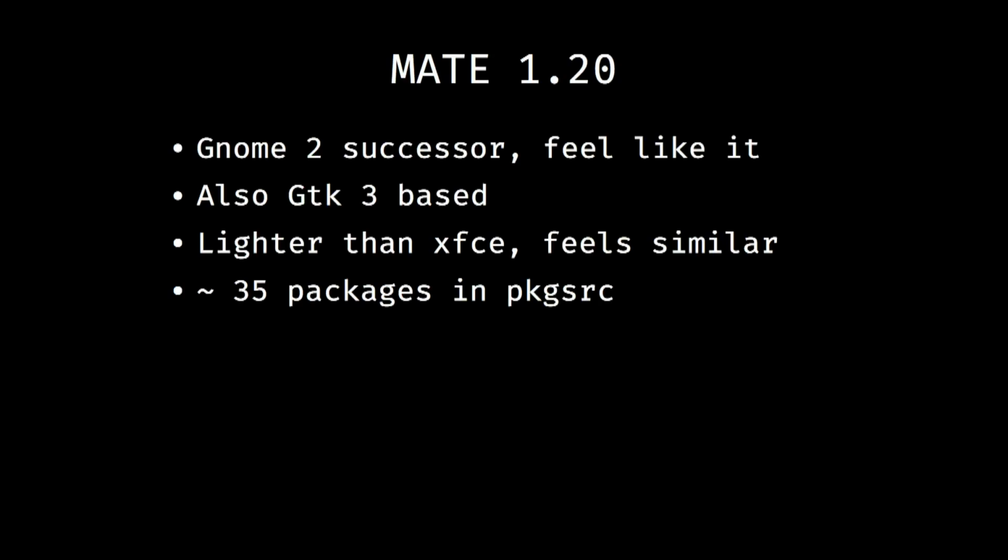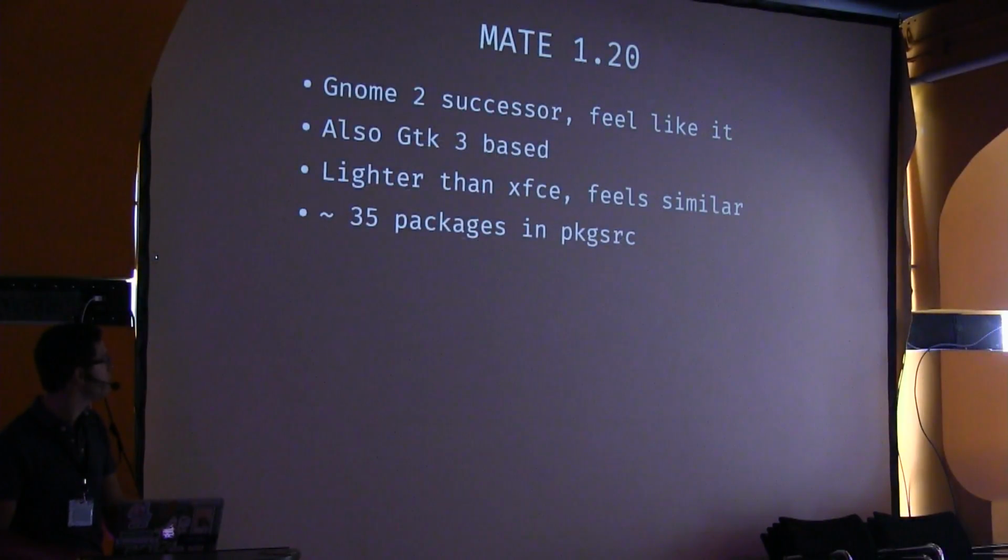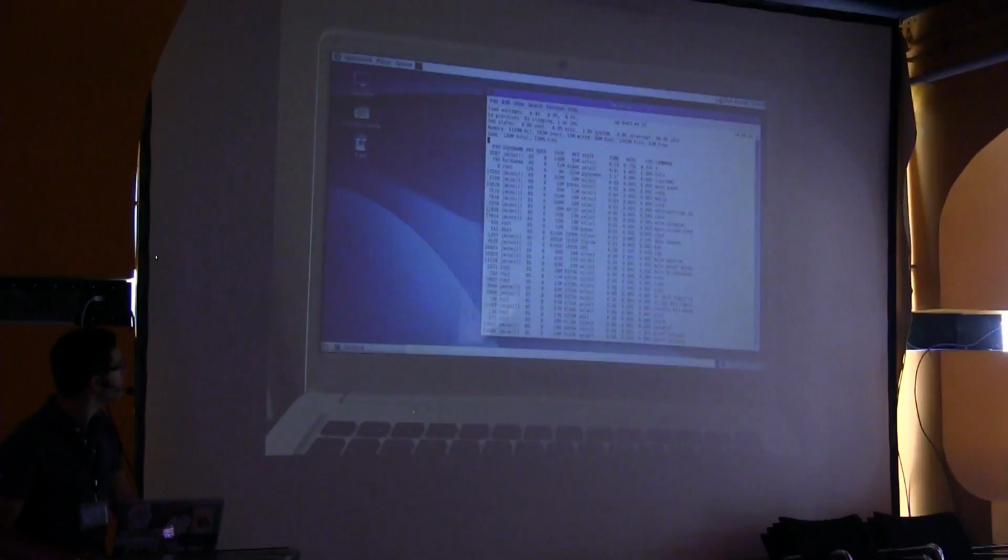Mate 1.20, that's a more recent package in the package source. It's the spiritual GNOME 2 successor. It very much feels like it, but no, it's GTK3. So it used to be GTK2, and last release, most of the components are now GTK3. It's really lighter to build, but it feels similar. It's just the same type of desktop. It's around half of the packages in package row, so that's pretty nice, much easier to maintain. And that's what it looks like on a Pinebook, an ARM laptop that Jared McNeil has been working on.